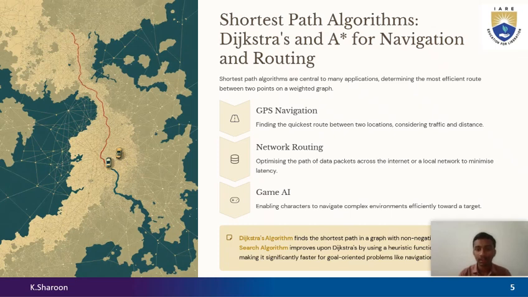And the shortest path algorithms, Dijkstra's and A star, for navigation and routing. Shortest path algorithms are central to many applications, determining the most efficient route between two points on a weighted graph. GPS navigation: finding the quickest route between two locations considering traffic and distance. Network routing: optimizing the path of data packets across the internet or a local network to minimize latency. Gaming AI: enabling characters to navigate complex environments efficiently towards a target.